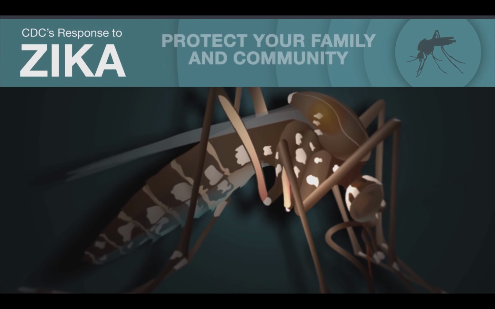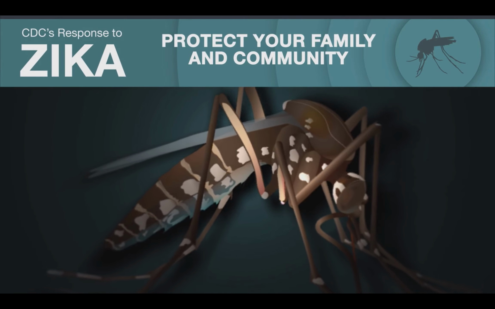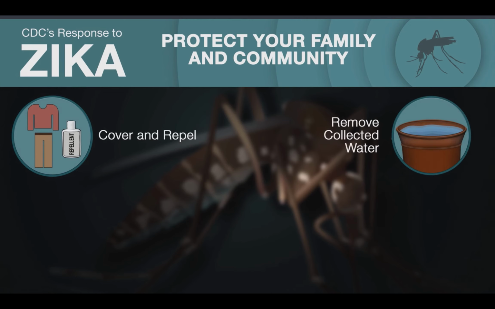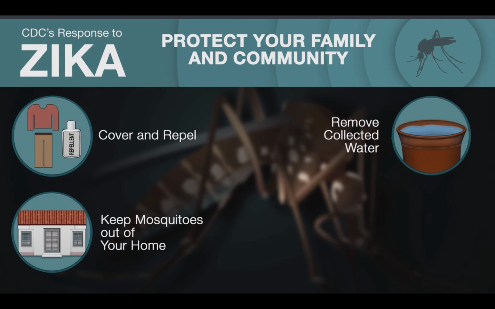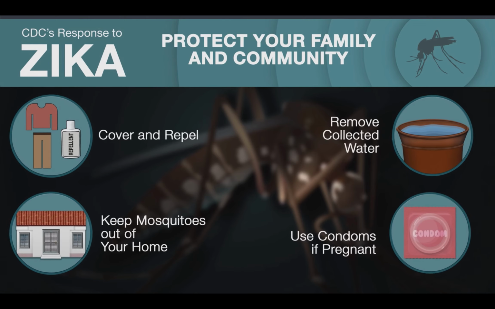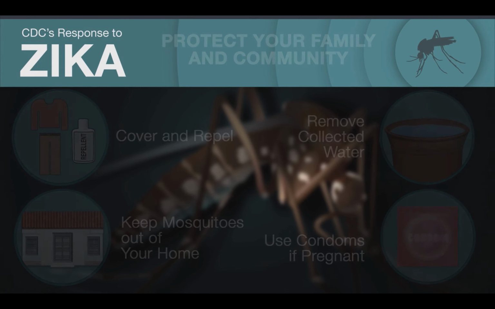Here are effective steps you can take to protect yourself, your family, and your community from the spread of Zika virus. Cover and repel. Remove collected water. Keep mosquitoes out of your home. And, if you're pregnant and have sex, use condoms. All of these actions are necessary. Taken together and repeated as recommended, these steps will help protect you, your family, and your community from getting Zika.